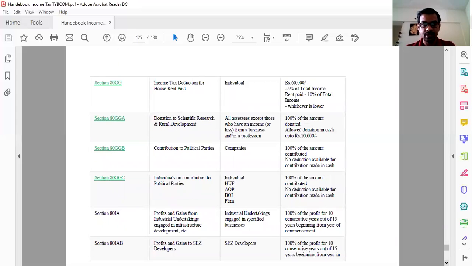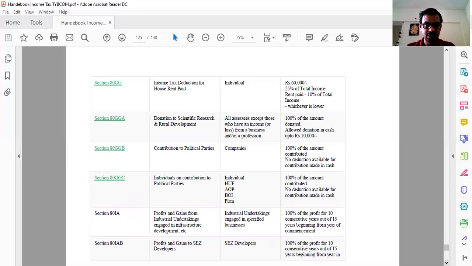The next section, it is section 80GG. Income tax deduction for house rent paid. For some kind of individual, house rent allowance is not given. For such individual, this section is applicable. Okay, and it is applicable in case of the individual. How much amount? Rupees 60,000 or 25% of total income, or rent paid minus 10% of total income, whichever is lower. From these, whichever is lower, that amount will be deductible.